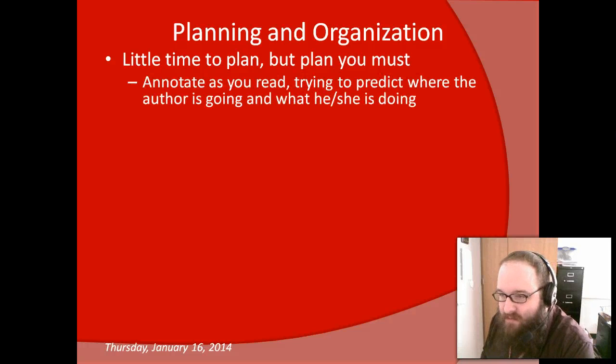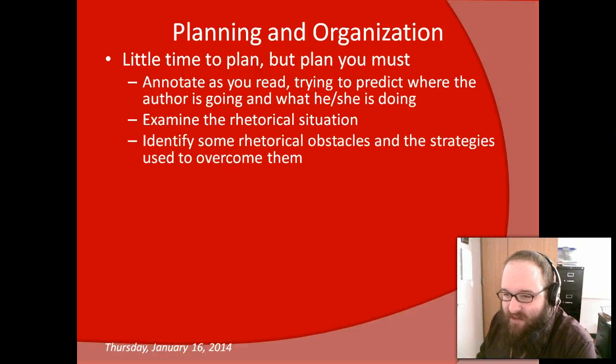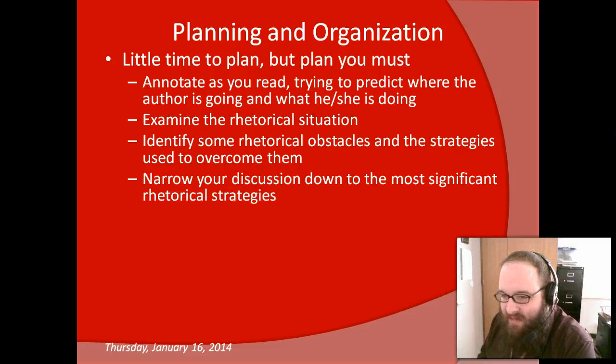Annotate as you read, trying to predict where the author is going and what he or she is doing. Annotations at this point should not be very thorough. You should simply use annotations to keep yourself focused and actively reading, trying to predict what's going on in the passage. Don't forget to first examine the rhetorical situation completely before you start asking yourself about rhetorical strategies or anything else. Once you've identified the rhetorical elements of the rhetorical situation, then go through and identify some rhetorical obstacles that the speaker faces. And then it's pretty clear what those strategies the speaker used to overcome them are. So always work in that order.